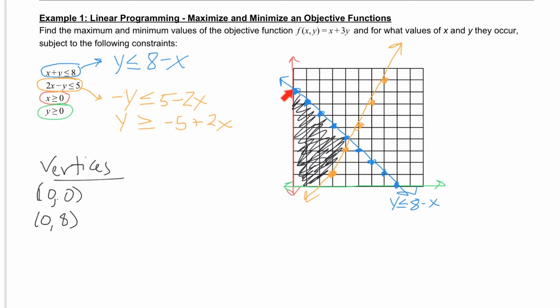As I continue to travel along my graph, I get an intersection of the blue line and the orange line. Now again, my line is probably not as straight as yours, but you should be able to tell on your graph that your blue and your orange line is intersecting somewhere over here. It's not on a nice corner where I know exactly what those numbers are. So what I need to do is I need to find that intersection of the blue and the orange.